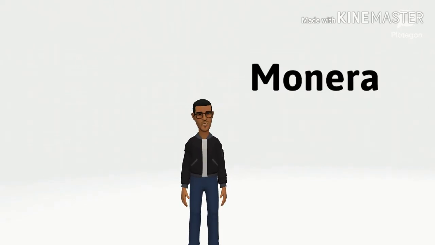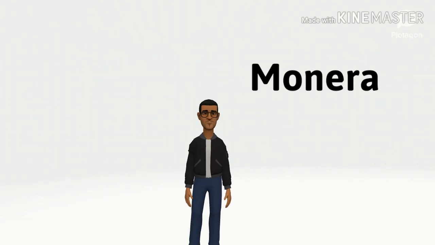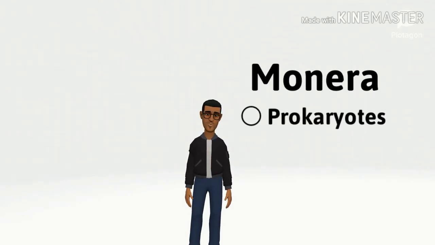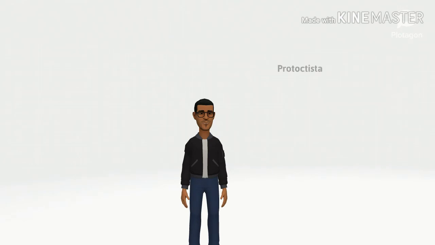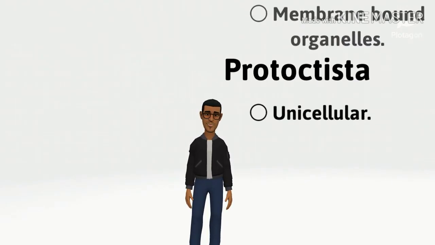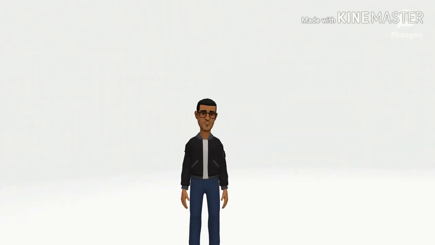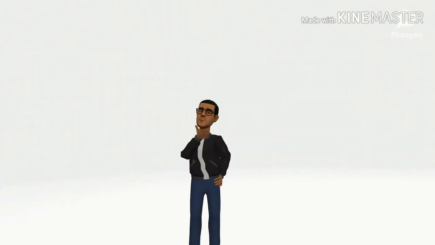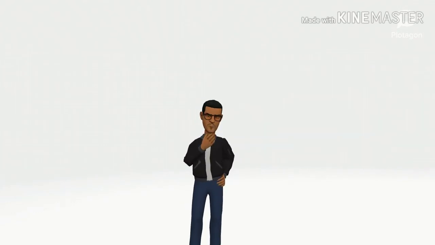Kingdom Monera, well, has organisms that are mostly unicellular and are prokaryotic. Kingdom Protoctista has unicellular organisms mostly, but their organelles have membranes. Examples are amoeba and algae. This kingdom I think both of us know very well.